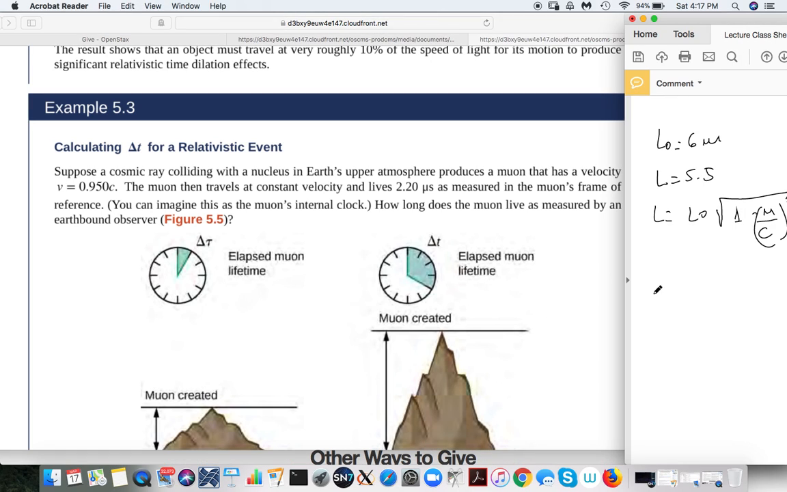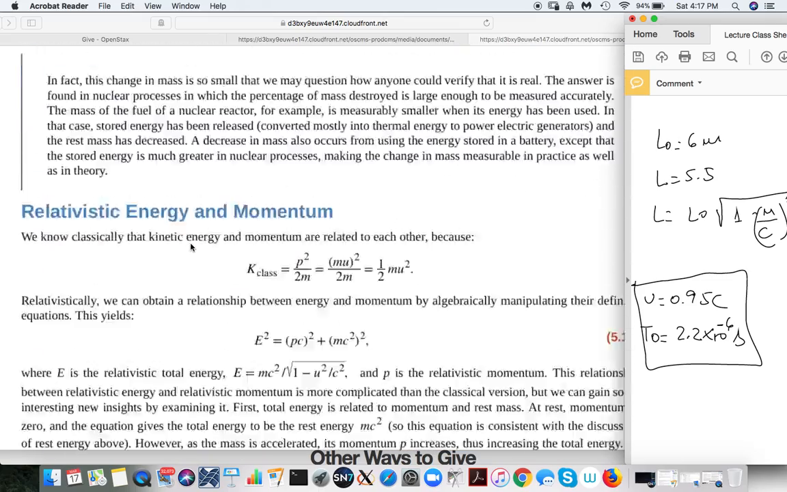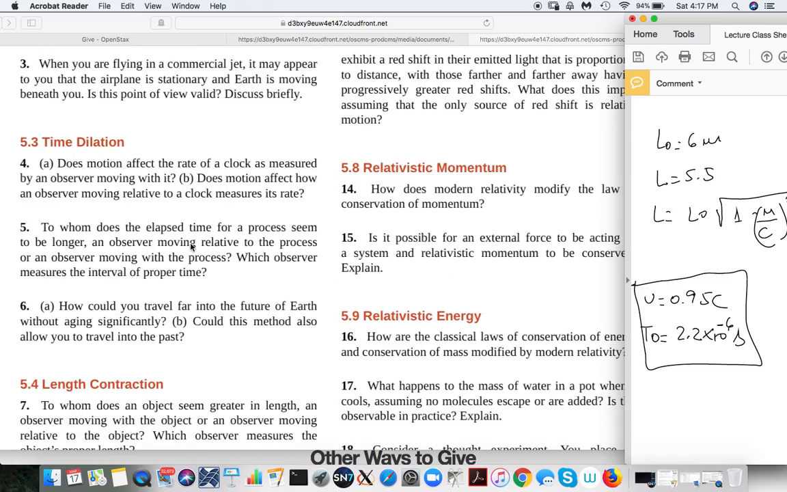We have a muon. The velocity is 0.95 c. And it lives, as measured in the muon's frame of reference, so T naught, let's get that information: T naught is 2.2 times 10 to the minus 6 seconds. This is important. So you have to be able to read the problem and then figure out what is what.